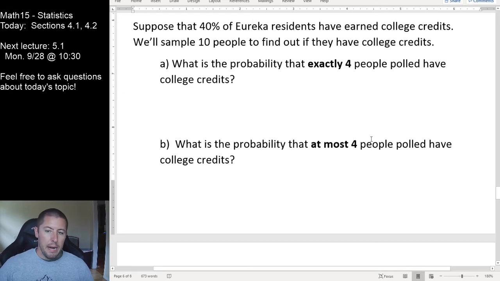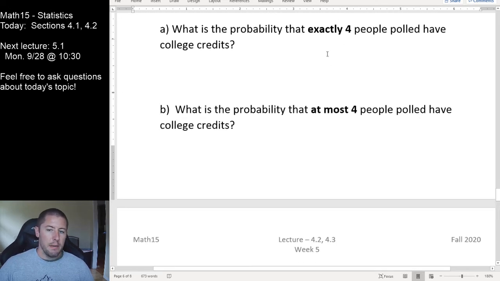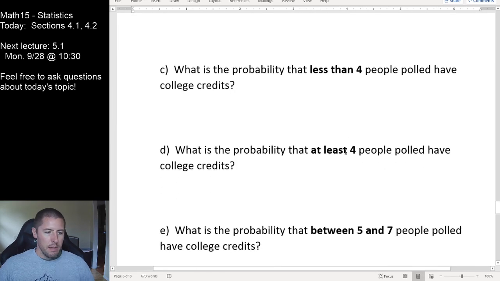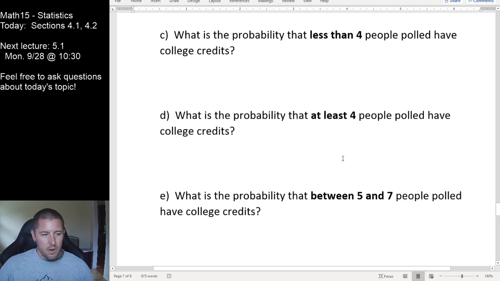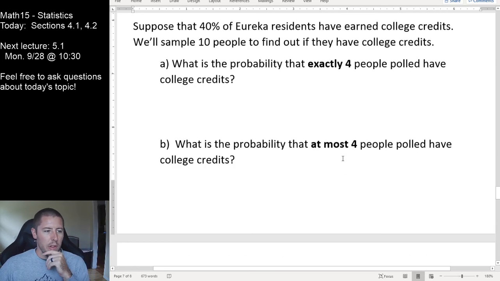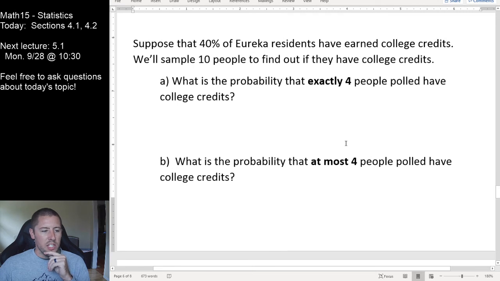And so I'm going to ask a bunch of questions, and you should see in bold I'm changing how we ask the question. Exactly 4 people with college credits, at most 4 people, less than 4 people, at least 4 people, between 5 and 7 people. We want to get all the probabilities here that are associated with this binomial distribution. So like I said, what I want to do is really just state how we think about stating this in terms of our probability distribution here.